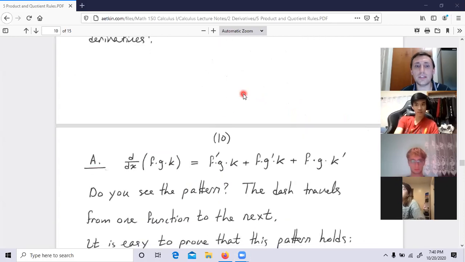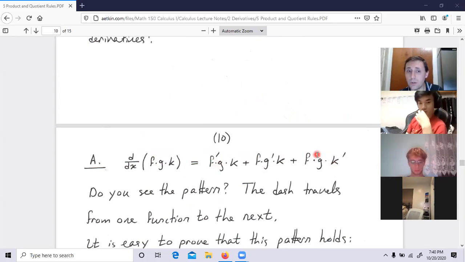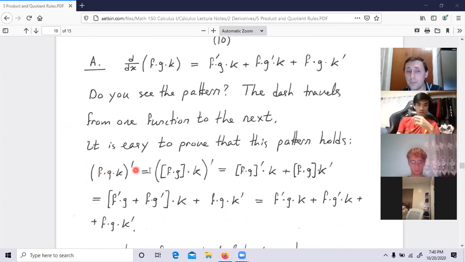Okay, so this is going to be the formula, guys, right? The derivative is going to travel through all the functions: first, second, and third. Make sense? Very easy to remember this pattern. And in fact, if you know the product rule for two functions, it's easy to verify for three or more.